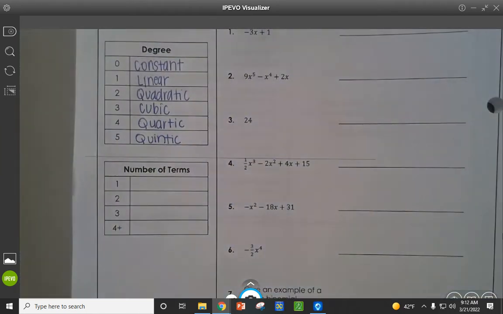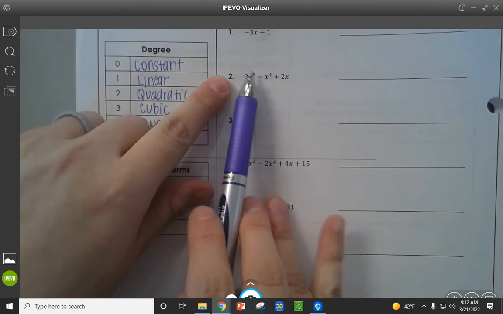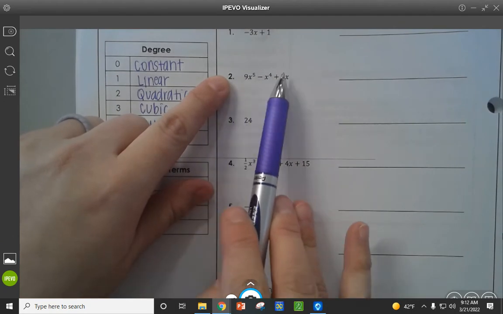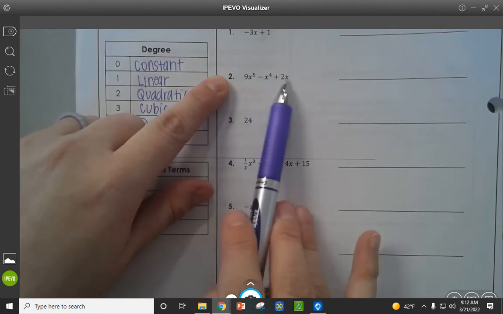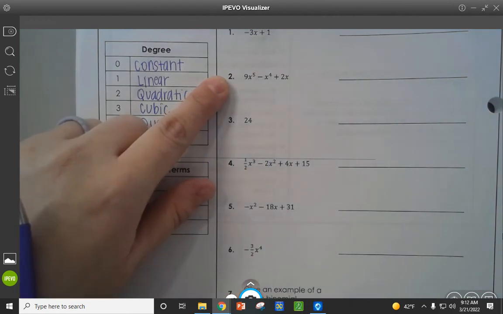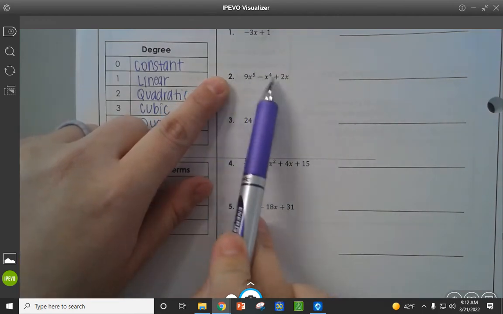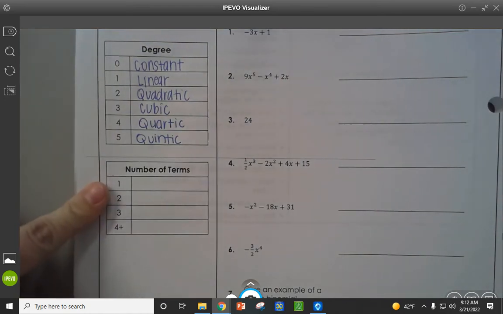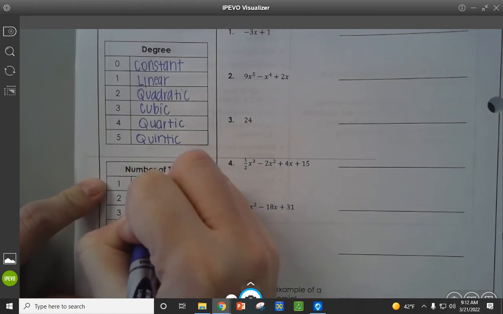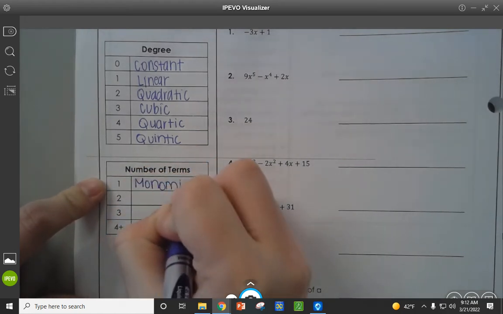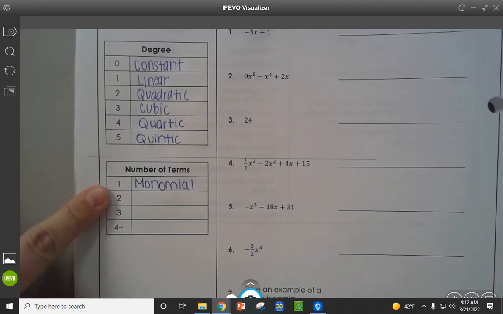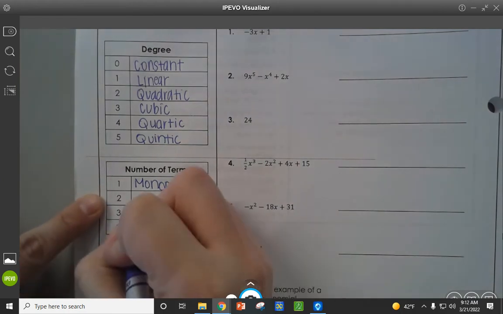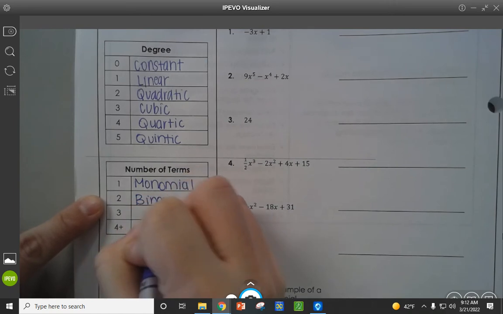Now a term is like if I look right here at number 2, each one of these is a separate term. If I have a plus or minus in between them, that separates the terms. So term, term, term. If we just have one term, so there's really nothing added or subtracted, this is a monomial. Two terms is a binomial.